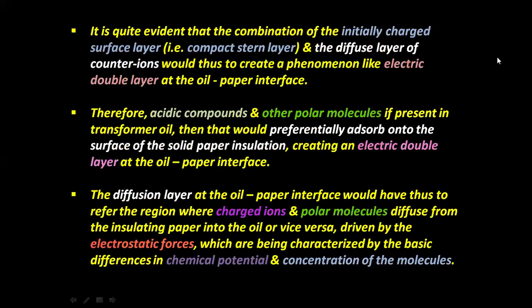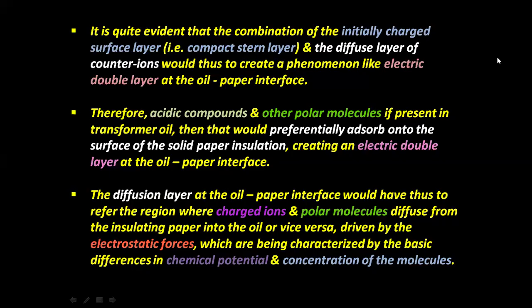It is quite evident that the combination of the initially charged surface layer, that is the compact Stern layer, and the diffuse layer of counter ions creates a phenomenon like an electric double layer at the oil paper interface. Therefore, acidic compounds and other polar molecules, if present in transformer oil, would preferentially adsorb onto the surface of the solid paper insulation, creating an electric double layer at the oil paper interface.